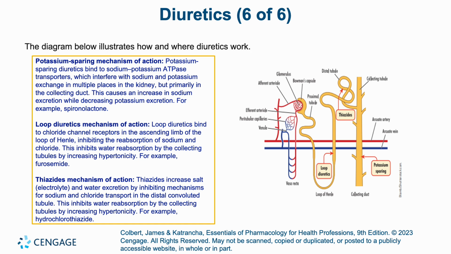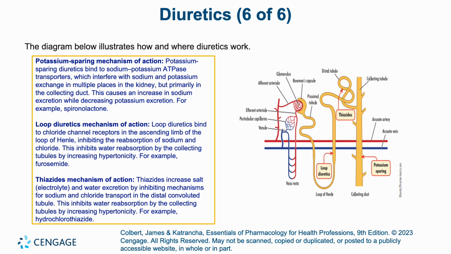Last, your thiazide mechanism of action. Thiazides increase salts, electrolyte, and water excretion by inhibiting mechanisms for sodium and chloride transport in the distal convoluted tubule. This inhibits water reabsorption by the collecting tubules by increasing hypertonicity, for example, hydrochlorothiazide. And you can see that works up in that distal tubule, which is up at the top, and then your loop diuretics are down in the actual loop of Henle, thus the name.